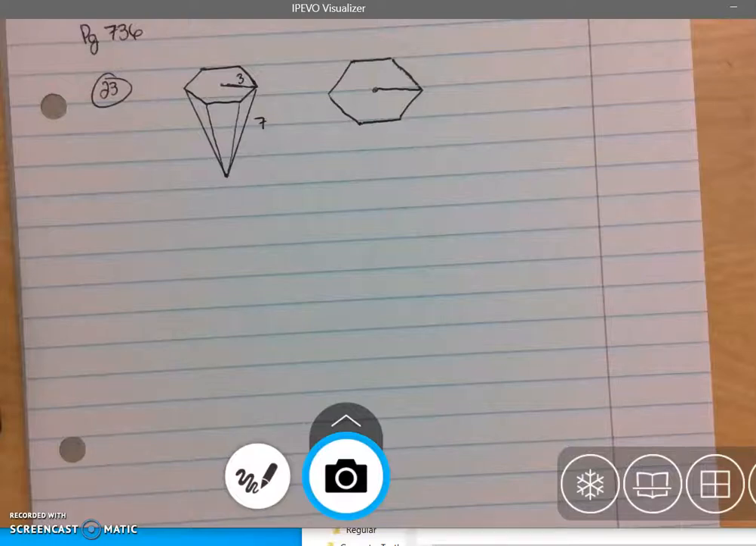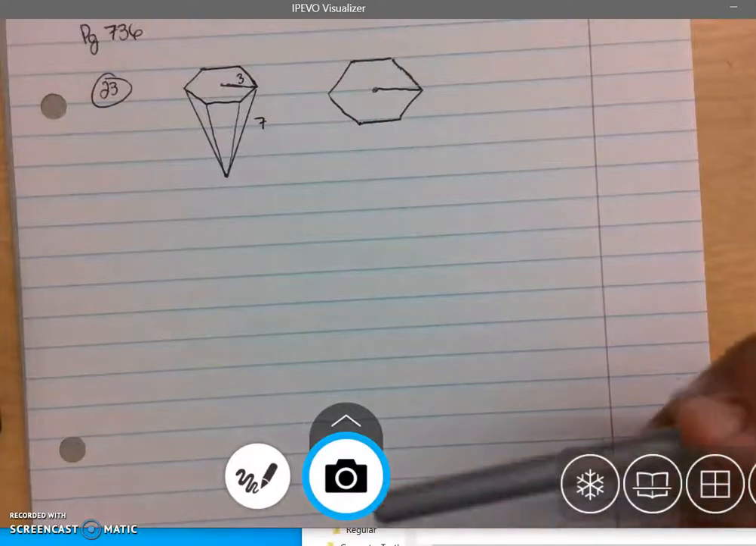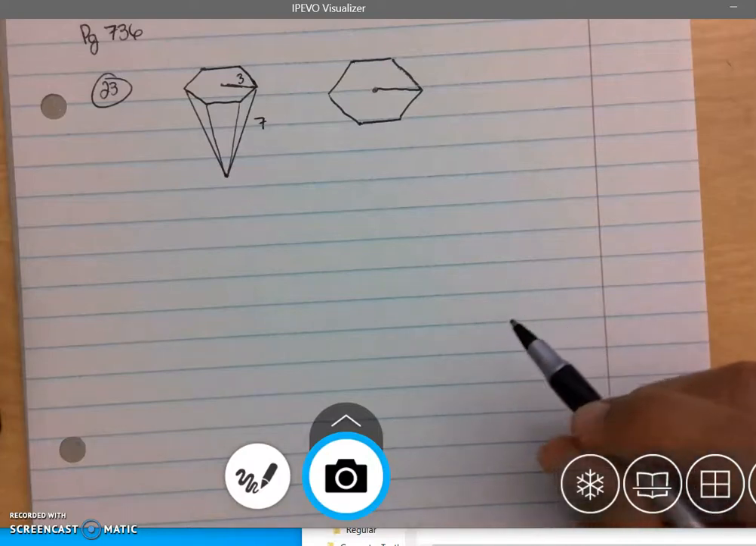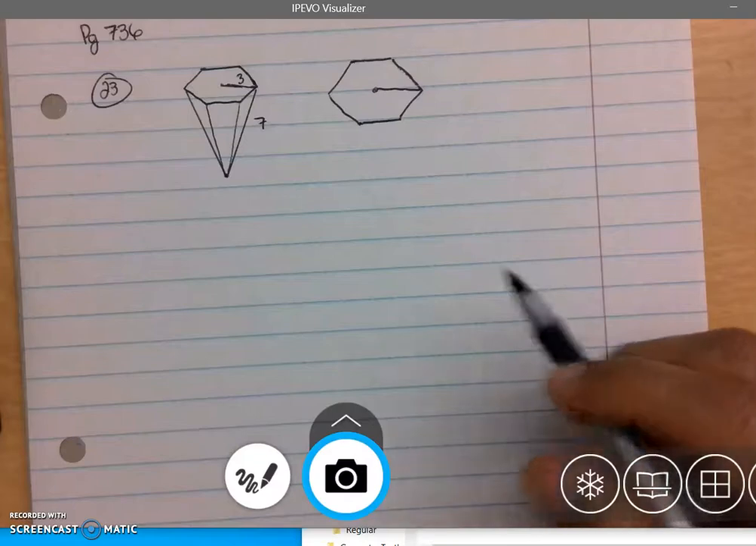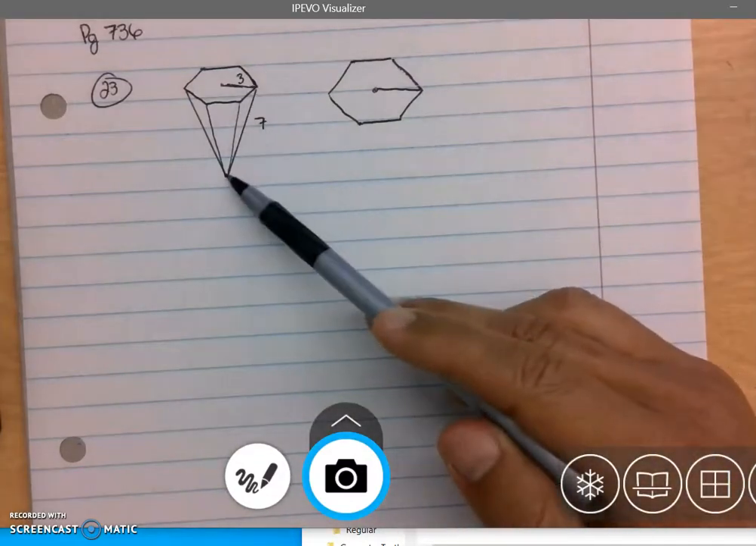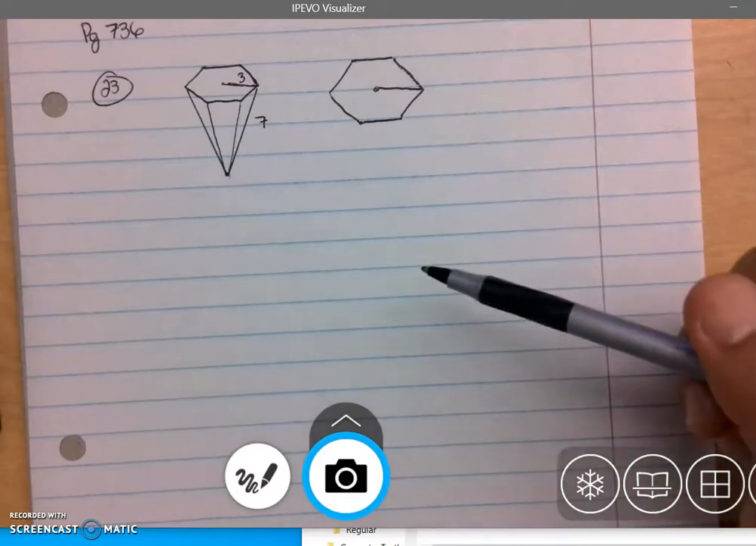Okay, we're going to now do Chapter 11 review on page 736. I'm going to start with number 23 here. They're going to ask us to figure out the volume of this hexagonal pyramid. And there's a lot of things missing here.